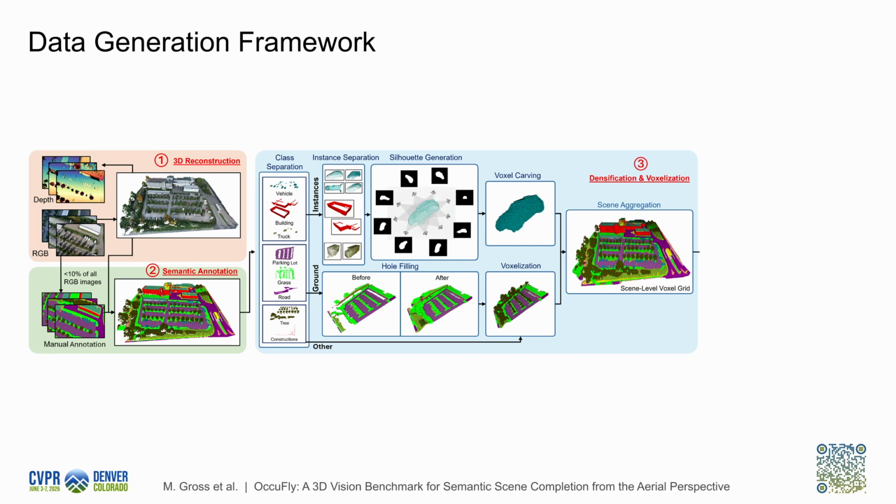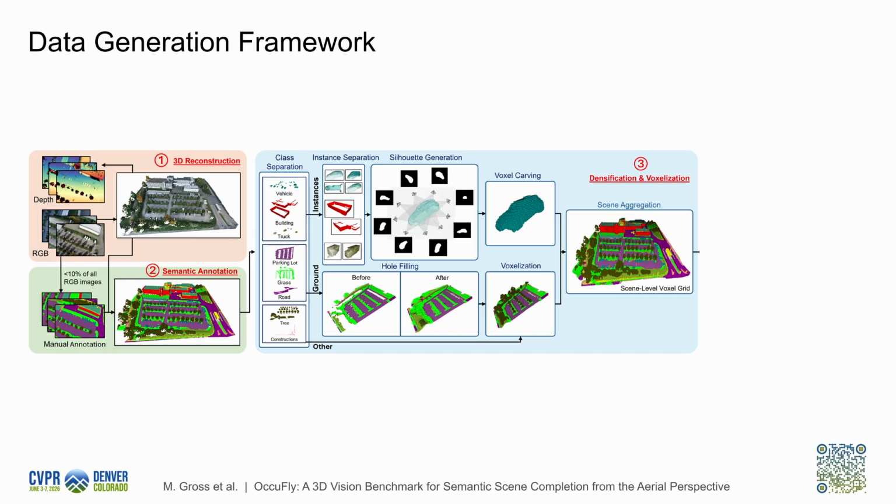Next, the ground group contains large, mostly continuous surfaces such as roads and grass. For these classes, we reconstruct a smooth, watertight mesh using Poisson surface reconstruction and then voxelize this mesh to obtain a clean ground occupancy grid that closes small holes and regularizes local noise.